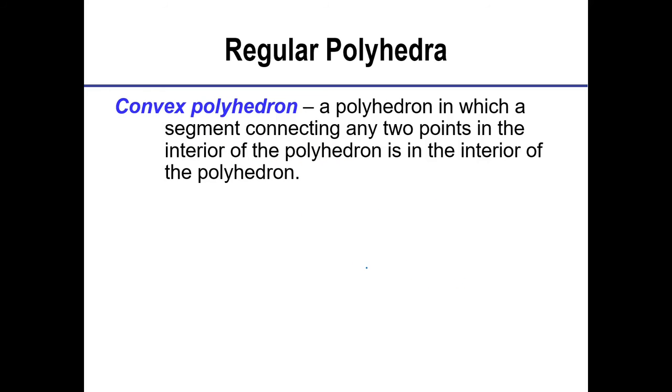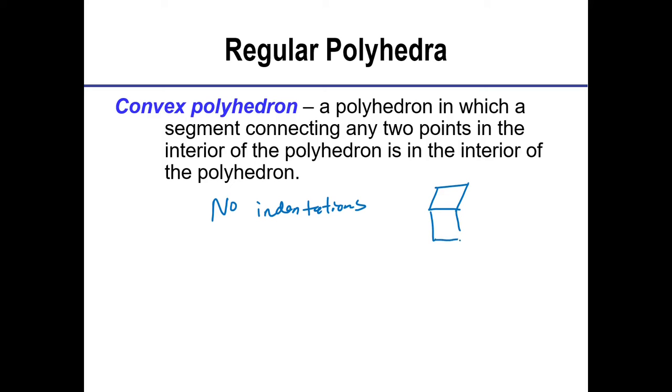A convex polyhedron is a polyhedron in which a segment connecting any 2 points in the interior of the polyhedron is in the interior of the polyhedron. This simply means we have no indentations. So let's look at a simple polyhedron. I will draw myself a cube.